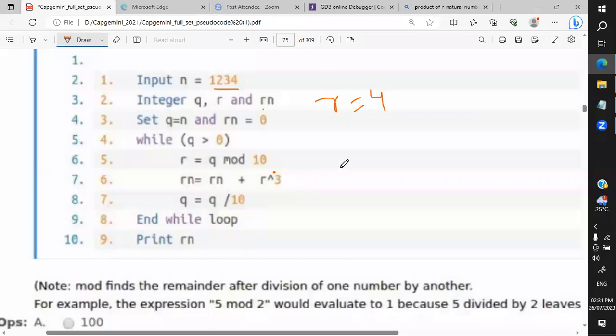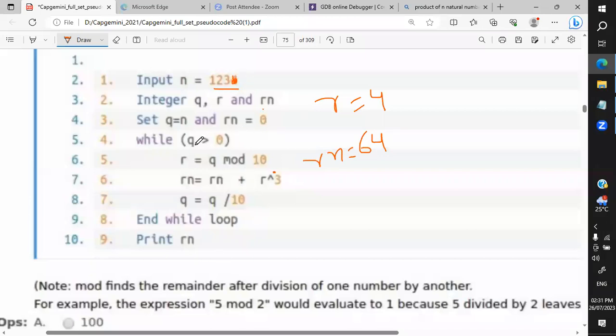So the R value will be 4 initially. Then what we are doing? Rn equals Rn plus R power 3. Rn is initially 0. 0 plus R power 3. That means 4 power 3. What is 4 power 3? Can you tell me? 64. Am I right? So Rn will become 64. 4 power 3 is 64, 4 into 4 into 4. Calculate that. Next, Q is equal to Q by 10. Q was 1, 2, 3, 4. It became 1, 2, 3.